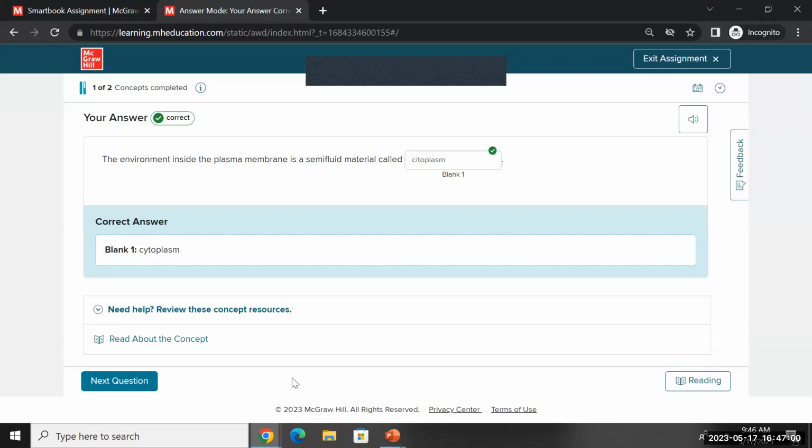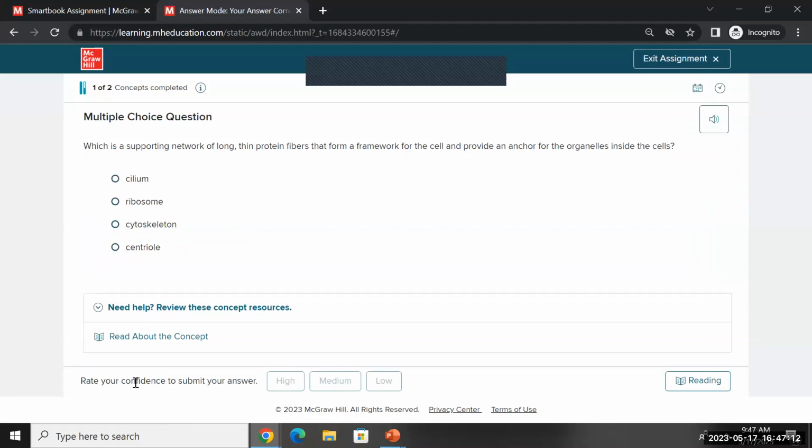Imagine a student saying, I got this, it's cytoplasm. And it says, you're wrong. You wanted to recognize that the student at least knows the answer. That's important for a student and for a program like this. Let's try something else here. I'm going to go next question.